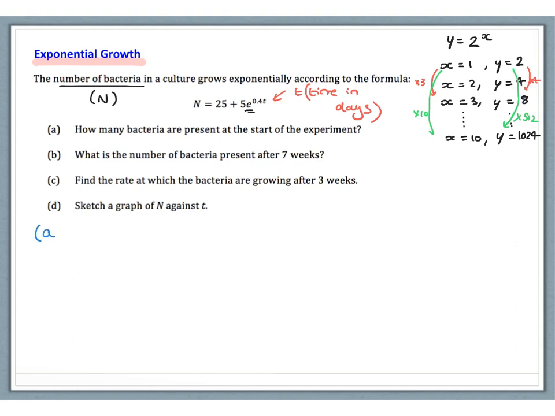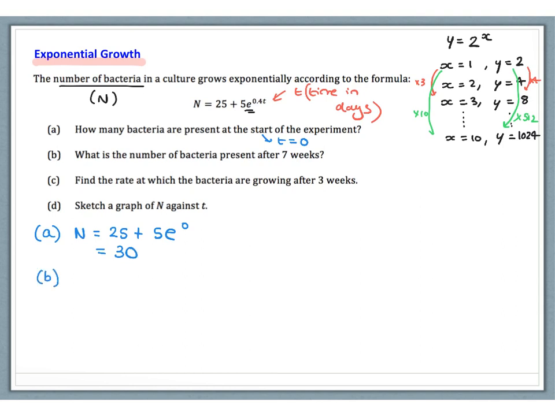Part A, how many bacteria are present at the start of the experiment? So at the start of the experiment, this is where time equals 0. So n would then equal 25 plus 5e to the power of 0, which gives an answer of 30.